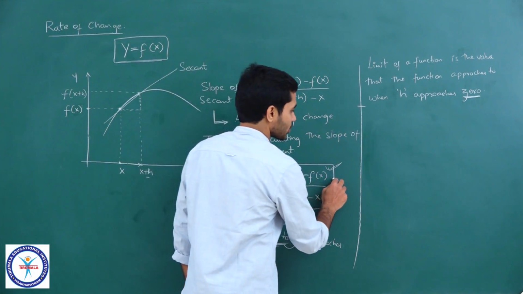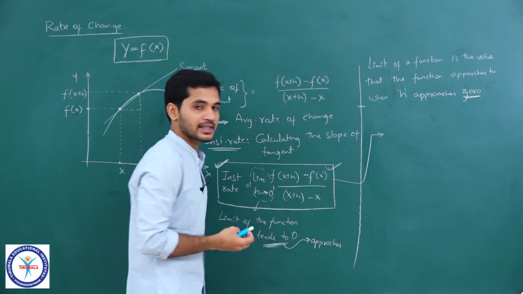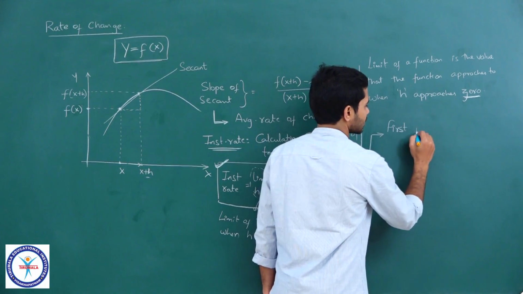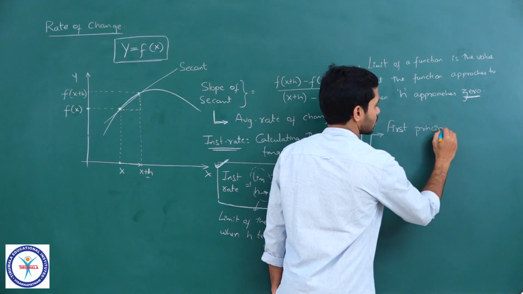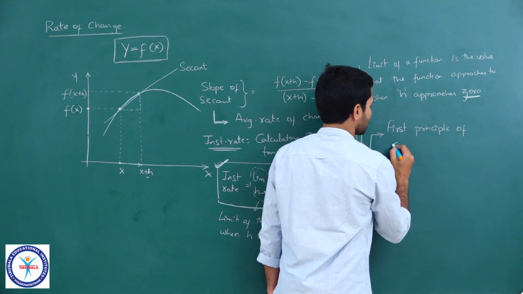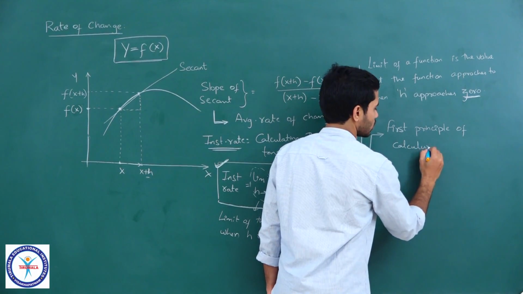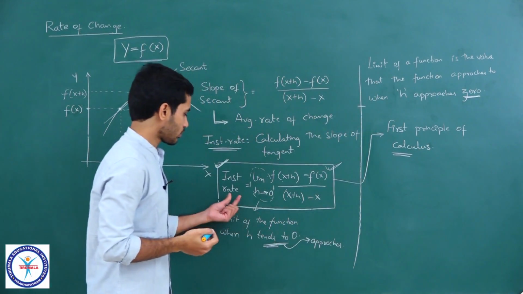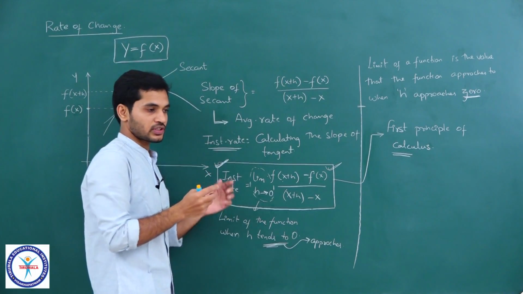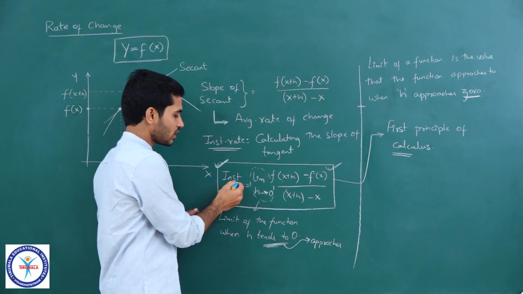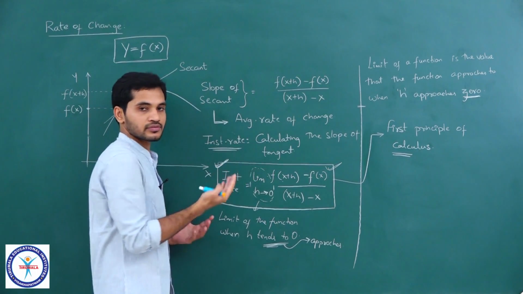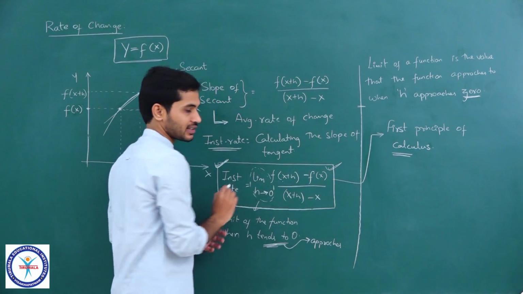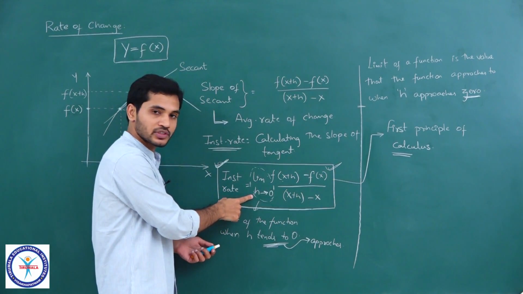So, this mathematical expression which we have written here, we call it the first principle of calculus. So, it is called the first principle of calculus, which means the first rule. Clear? So, whenever we need to find the instantaneous rate, the change at a particular instant, all you have to do is draw a tangent, find the slope of the tangent, and the slope of a tangent is represented mathematically like this.